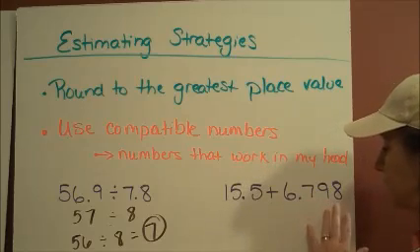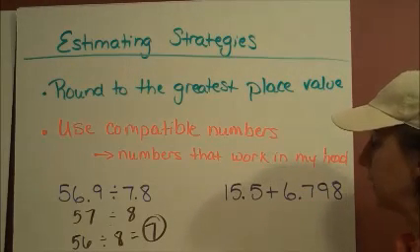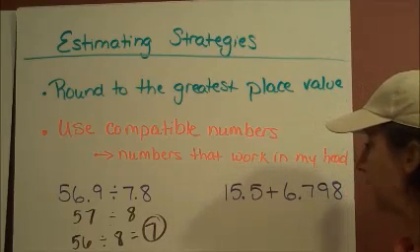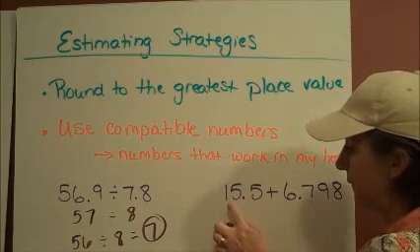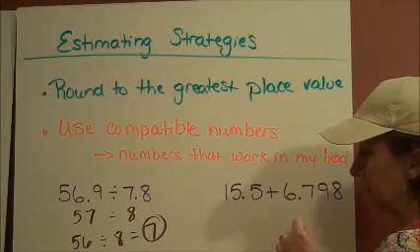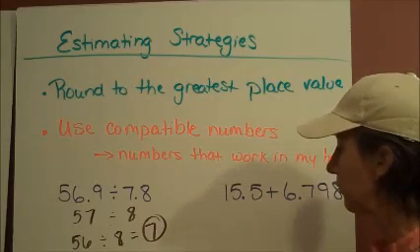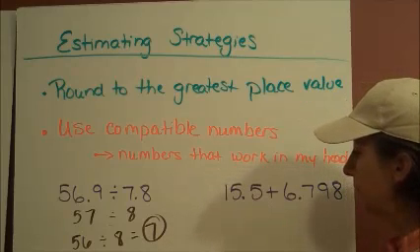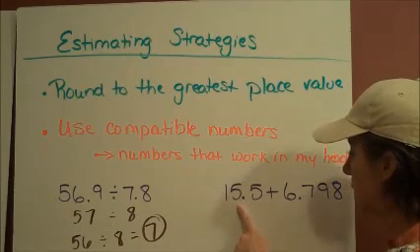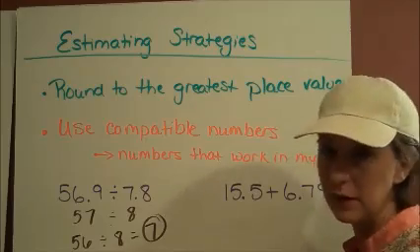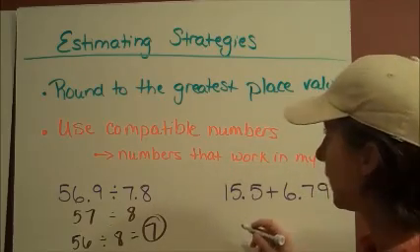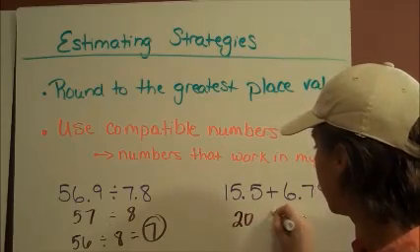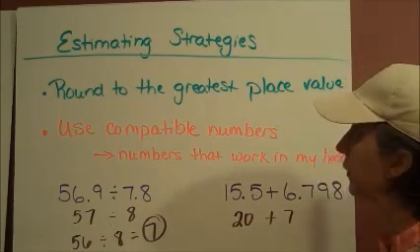15.5 plus 6.798. 15 and 5/10 plus 6 and 798 thousandths. 16 and 7 is what I could round it to. And if I'm able to do that in my head and get 23, but it may be that I want to round this all the way to 20. And 20 plus 7 is 27. So again, when you're estimating, you can use compatible numbers or you can round to the greatest place value.